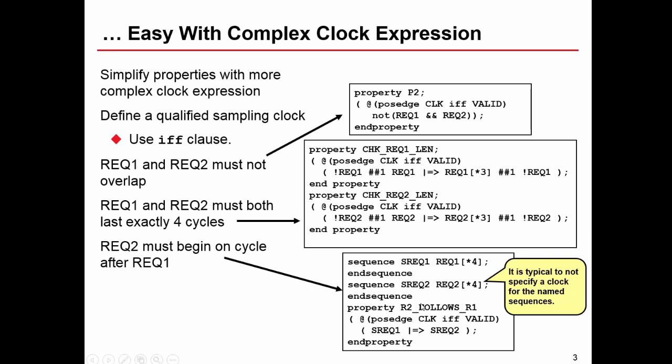And what we then say is, if we have this sequence of 4 rec1s, what must follow the next cycle is 4 rec2s. So what was previously an intractable problem is now easy because we think about using a different clocking expression and using this iff to indicate the situation under which we allow the clock to tick.